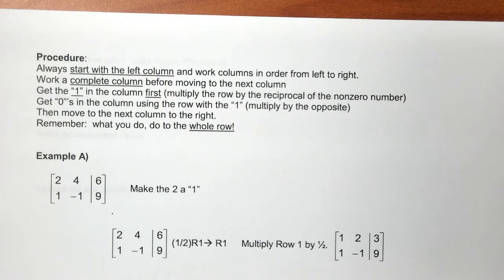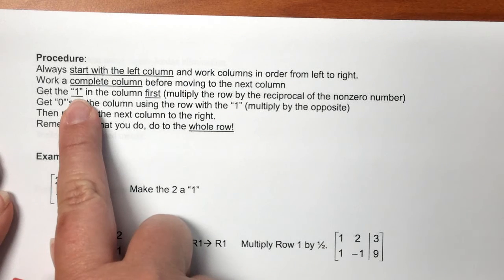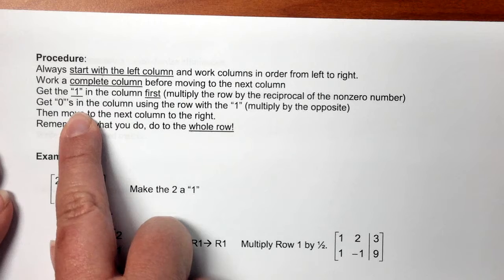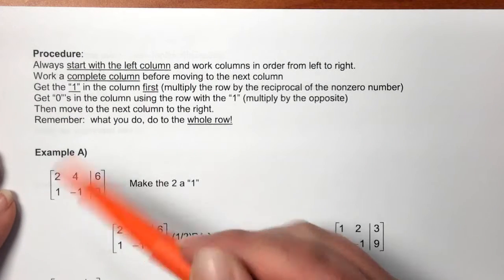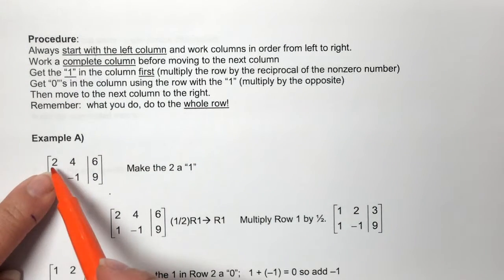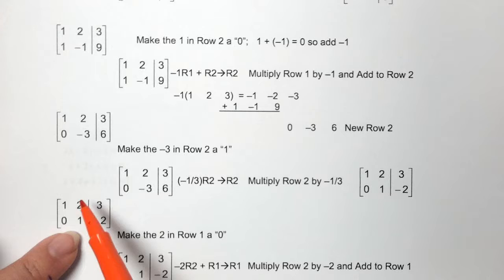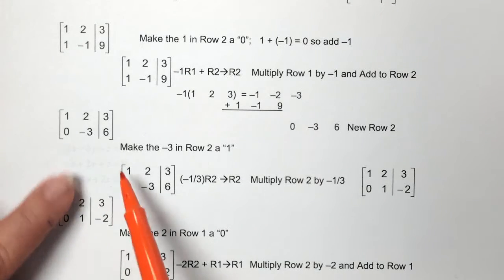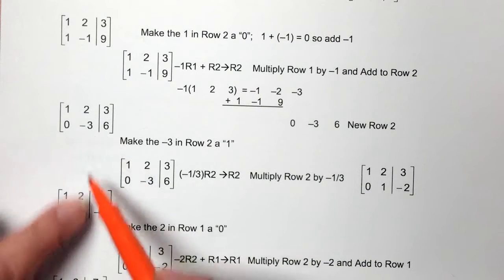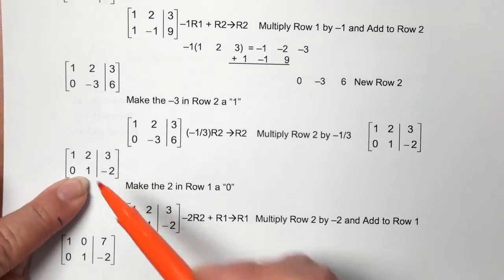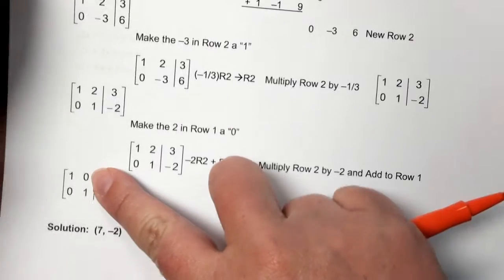Within the column, your first objective is to get the 1, and then you get any zeros. So notice they needed a 1 in this top left corner, so that's what they did first. They got that 1, then they got the 0 where they needed it. So now that we're in column 2, 1s are our main priority, so we're going to get this negative 3 to become a 1. And then we'll get our zeros. So we need that 2 to be a 0.